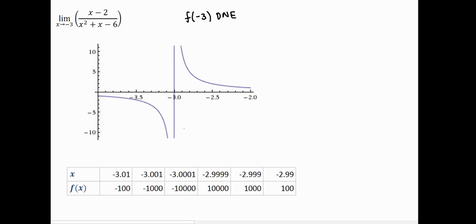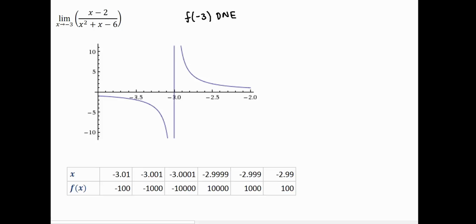When you move to the other side, so negative 2.999, somewhere very, very close to negative 3, but on the right side, you go to positive 10,000. Then as you start going a little further out, you get to 1,000, and a little further out, you get 100. So you see what's going on. You can see it in the picture.